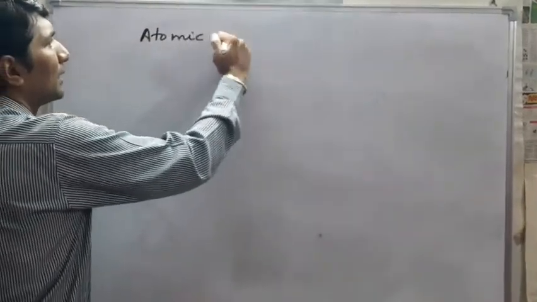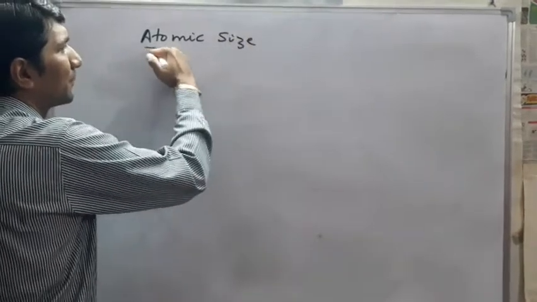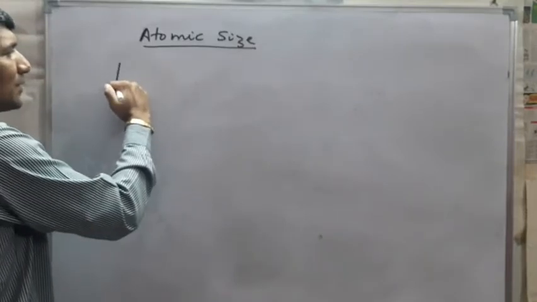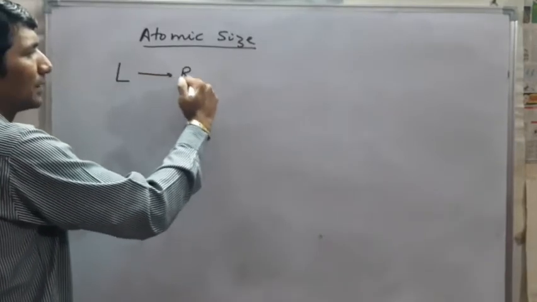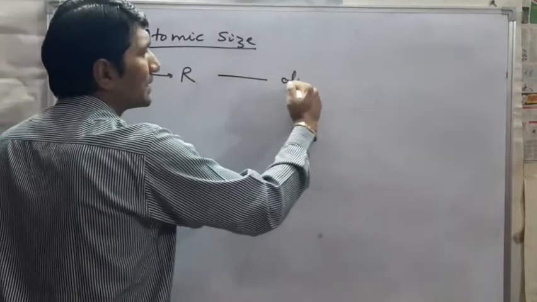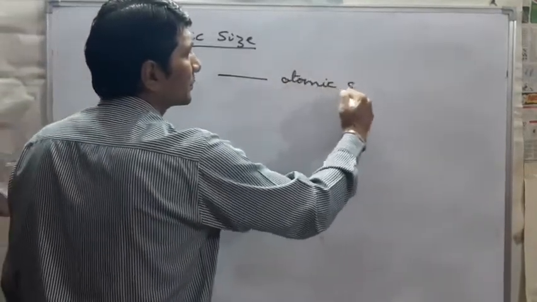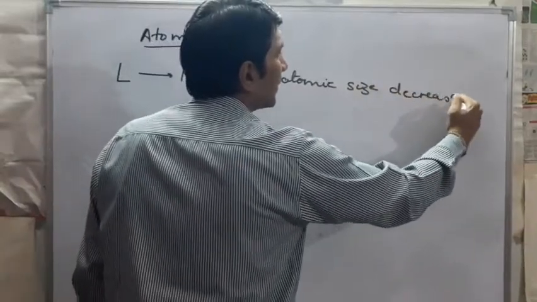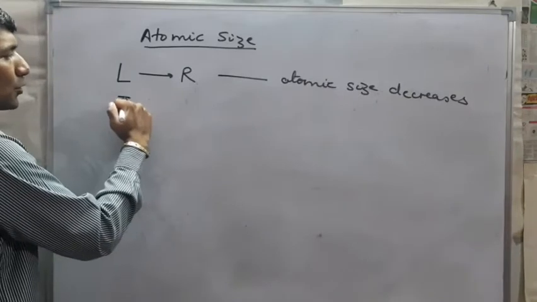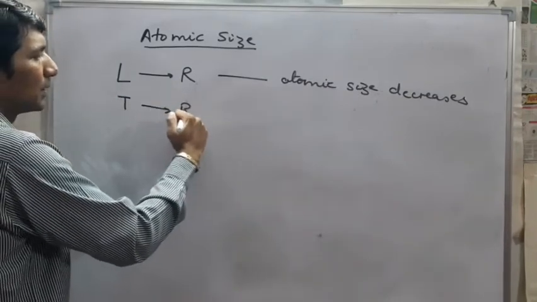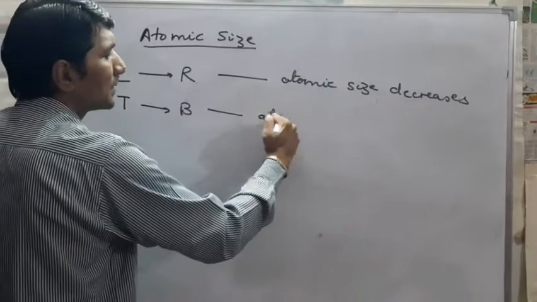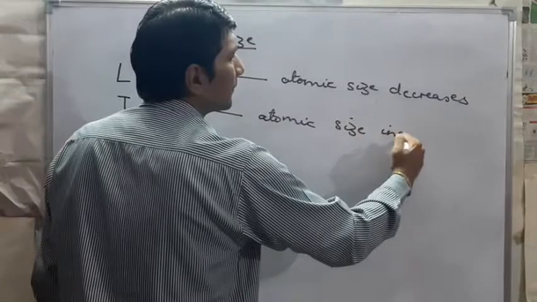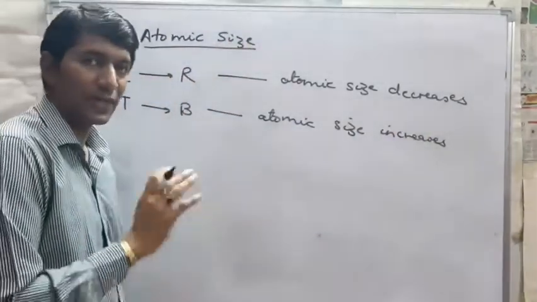Now in atomic size, the general trend is that once we are moving from left to right, the atomic size decreases, while if we are moving from top to bottom, the atomic size increases. Now, what is the reason for this?